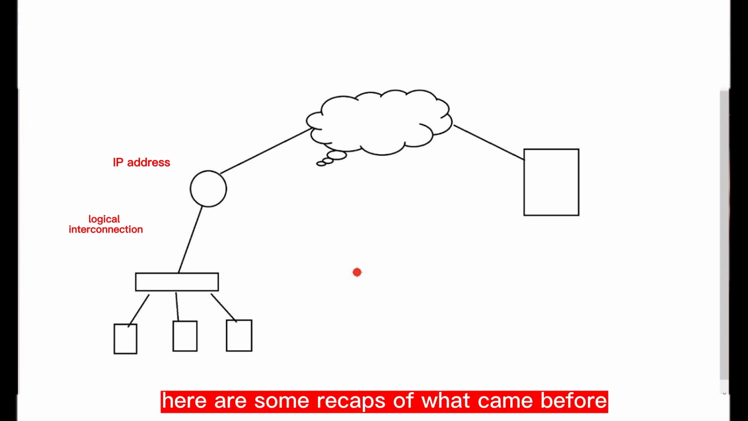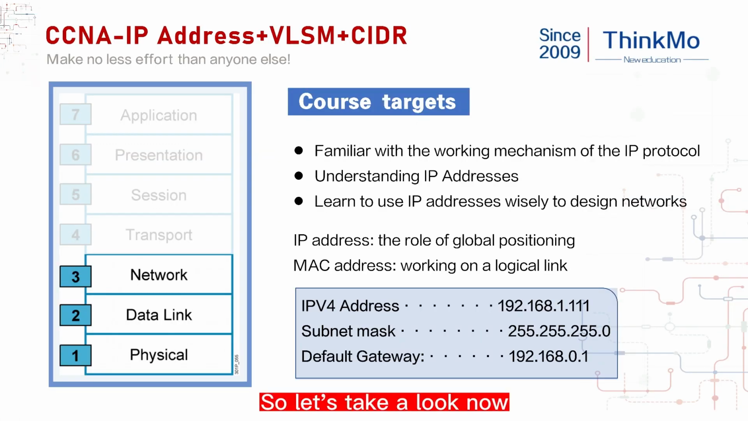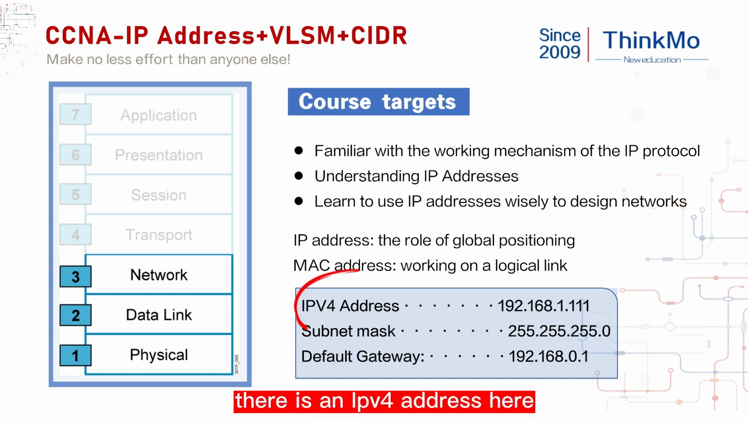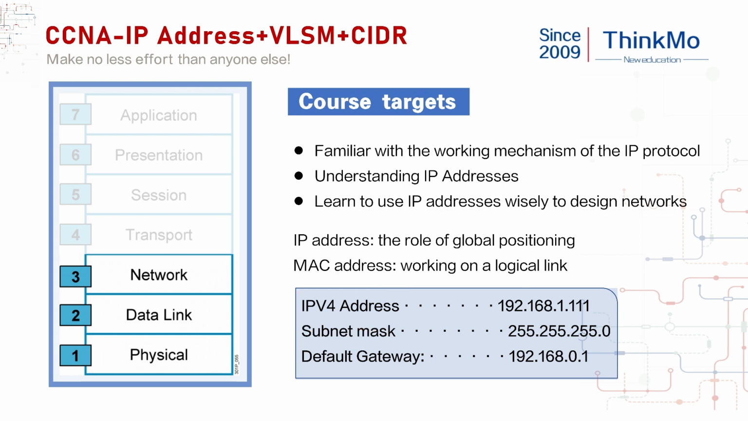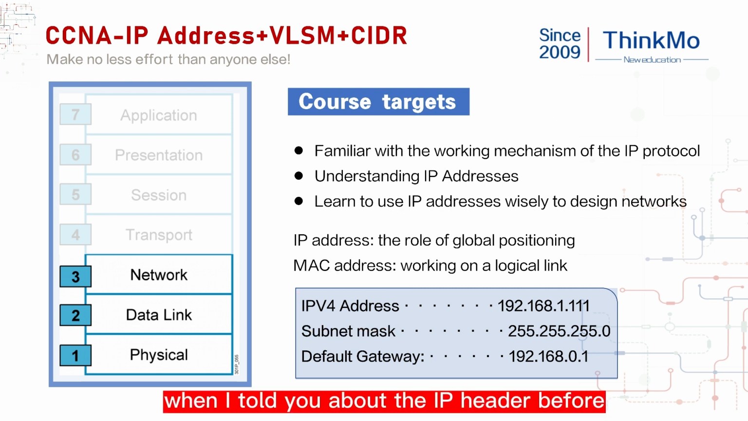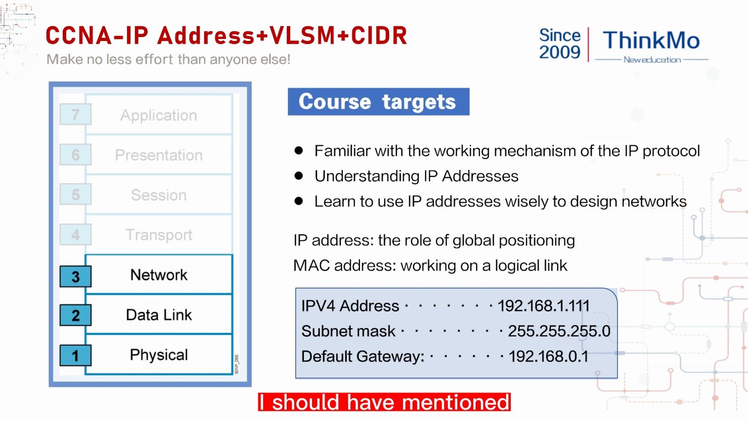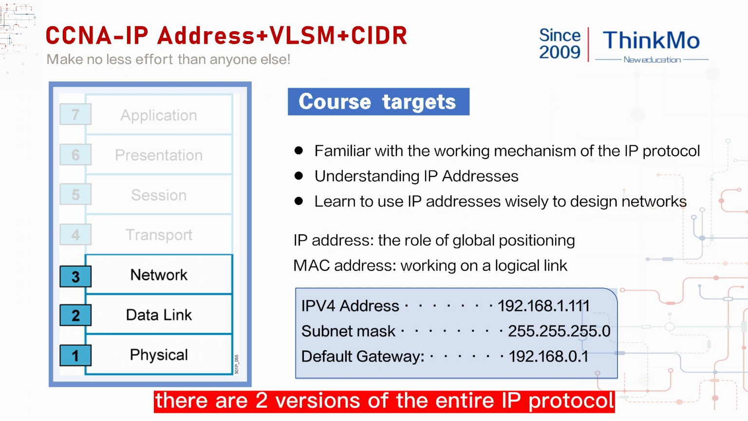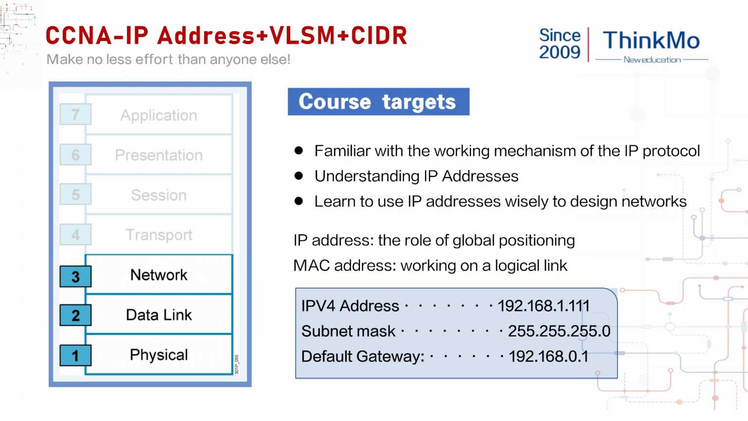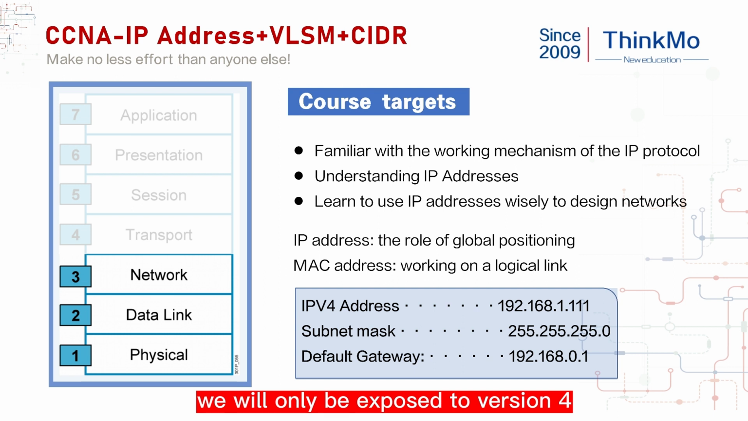Here are some recaps of what came before. So let's take a look now. Other than the IP address, what else will we see today? First, there is an IPv4 address here. When I told you about the IP header before, I should have mentioned there are two versions of the entire IP protocol. One is version 4, one is version 6. We will only be exposed to version 4 during the NA phase.